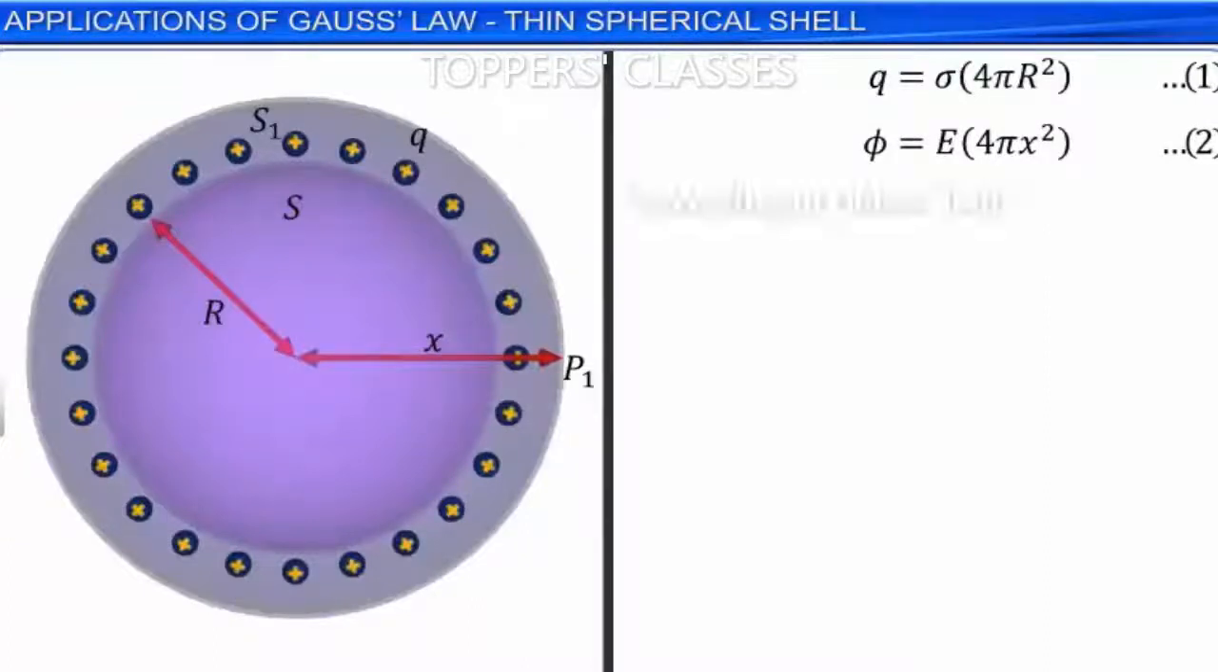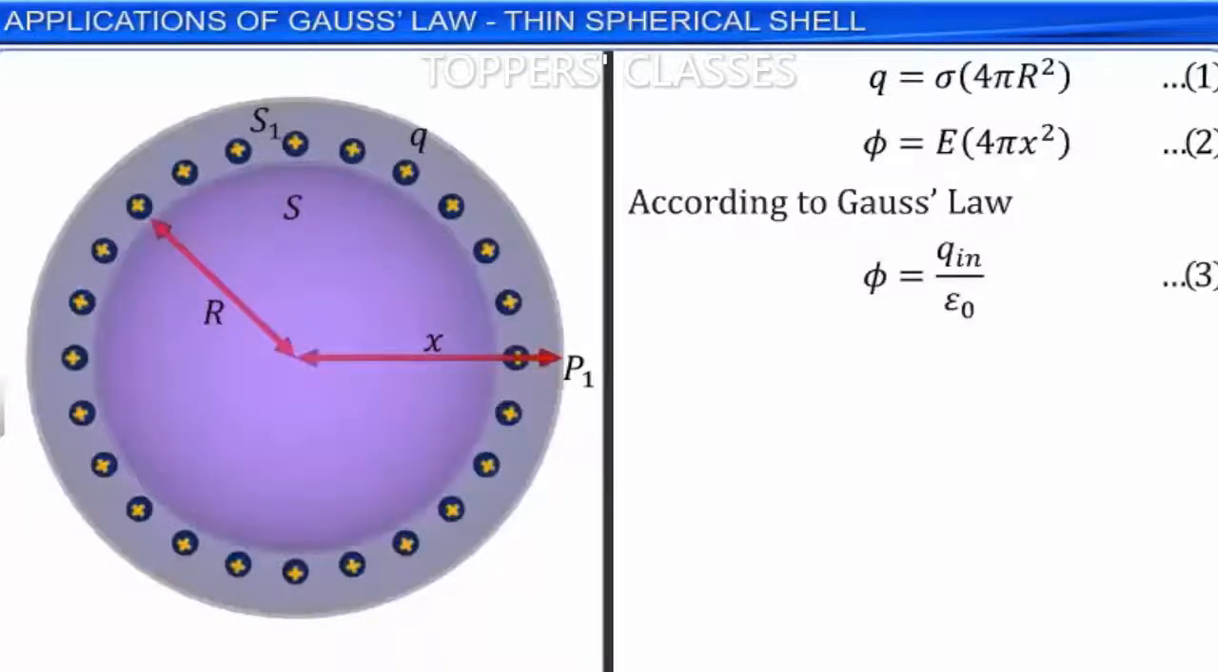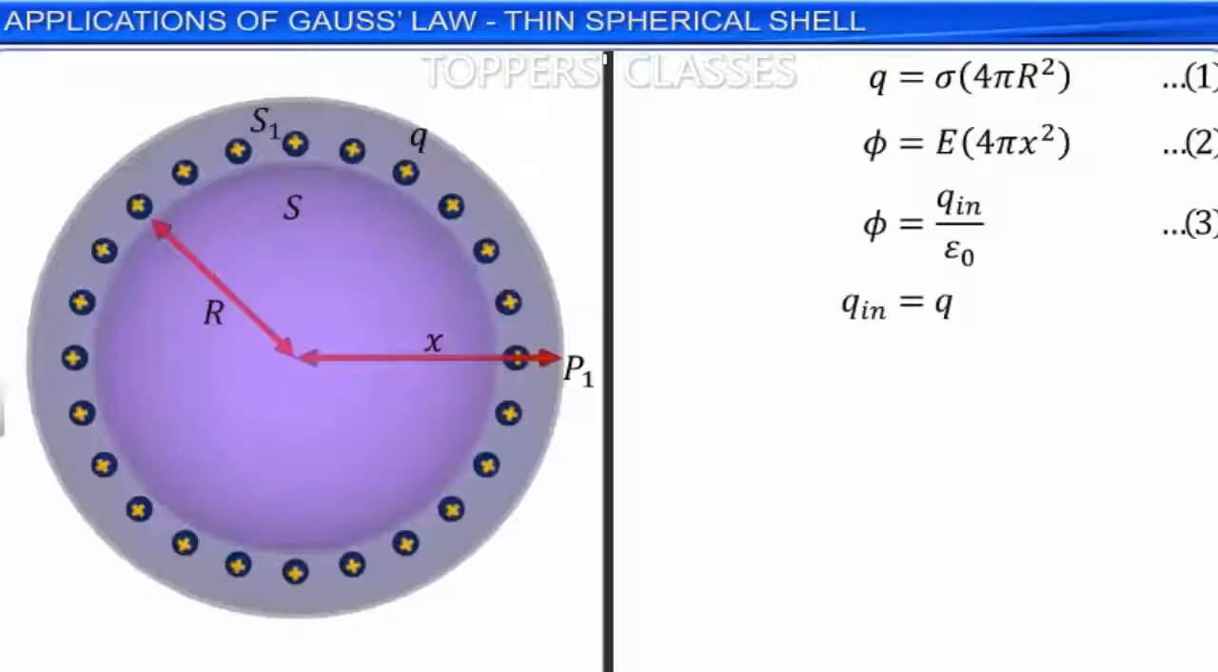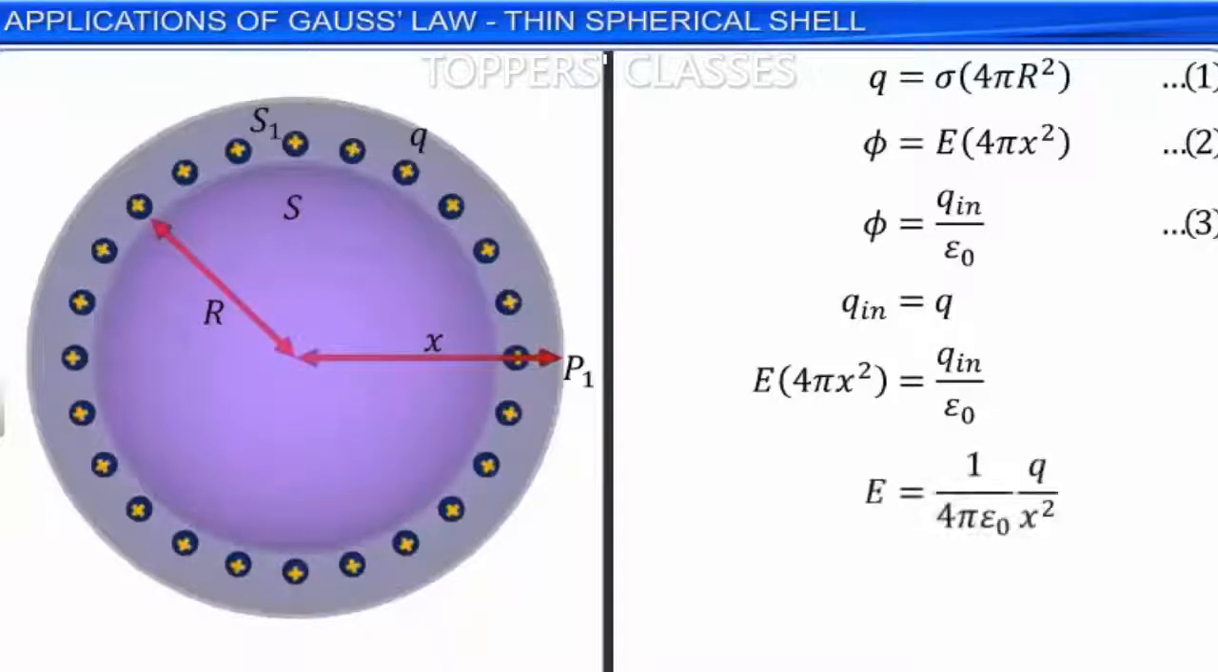We know that according to Gauss' law, the total electric flux passing through the Gaussian surface S1 must be equal to Qin by epsilon naught, where Qin is the charge inside the surface. Let this be equation 3. Here, Qin will be equal to the charge Q on the spherical shell. From equations 2 and 3, we see that E into 4 pi x square is equal to Qin by epsilon naught. Substituting Q for Qin and simplifying this expression, we get the magnitude of the electric field E is equal to 1 by 4 pi epsilon naught Q by x square. Let this be equation 4.